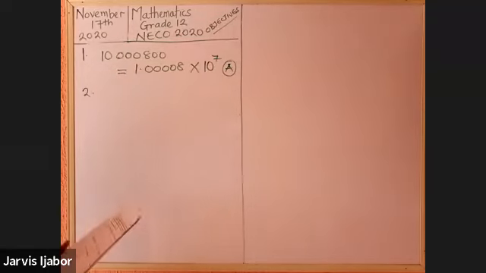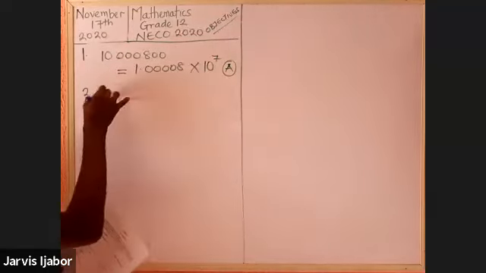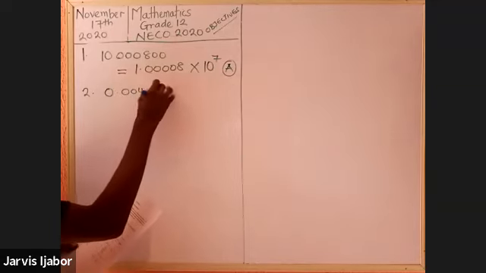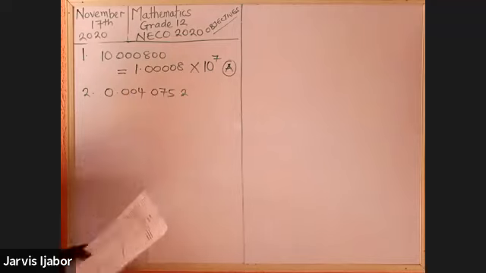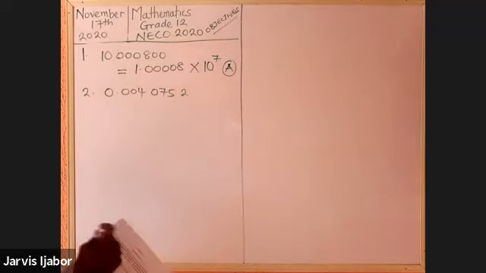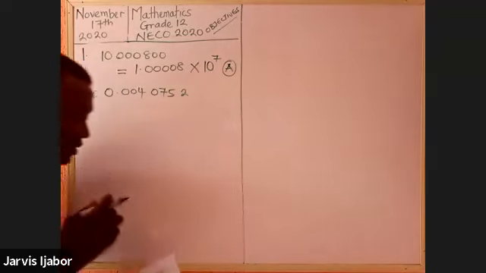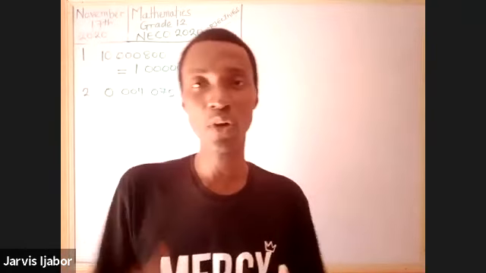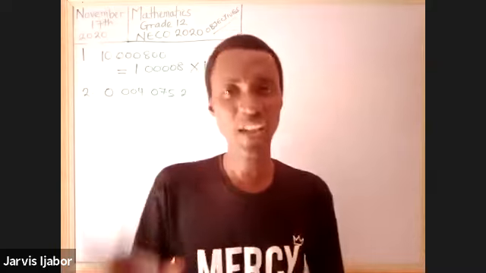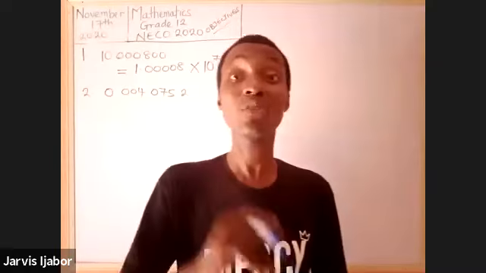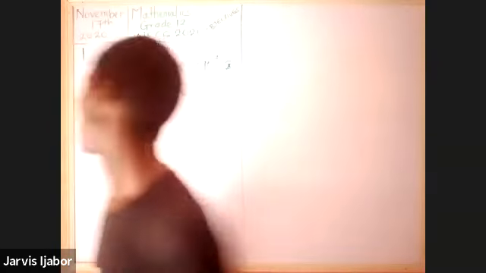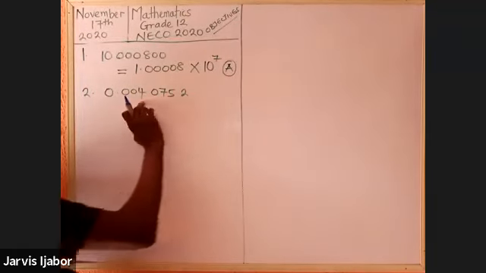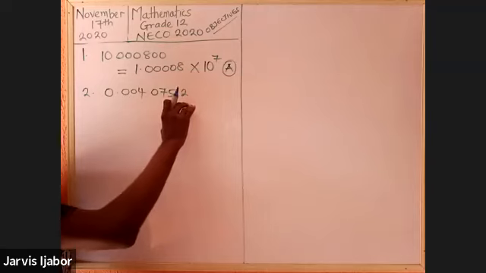Number two, express 0.004 0752 to three significant figures. Now, significant figures counting starts from the first significant digit you have. So what's a significant digit? Essentially, it's a non-zero digit. So once the first digit is non-zero, you've identified that any other digit occurring after that becomes significant.